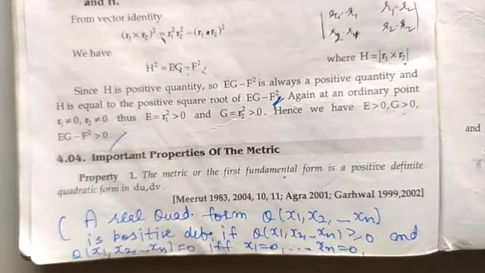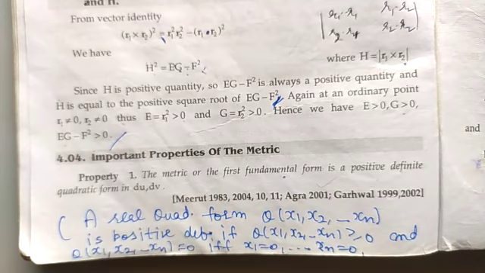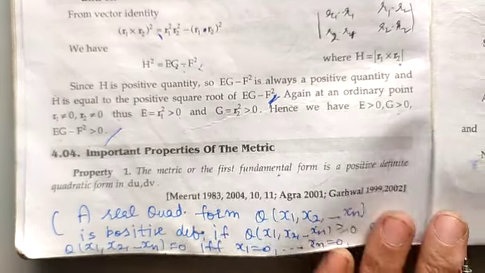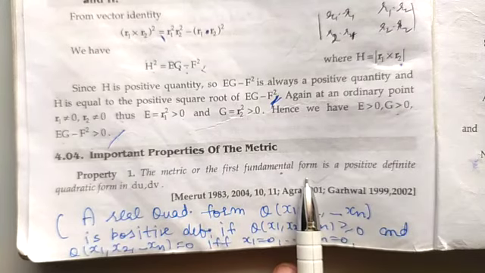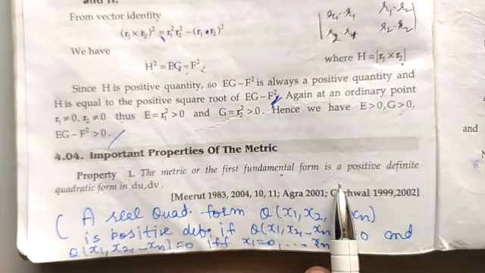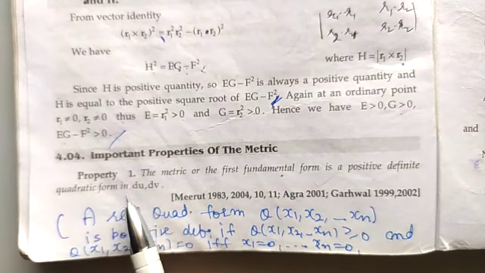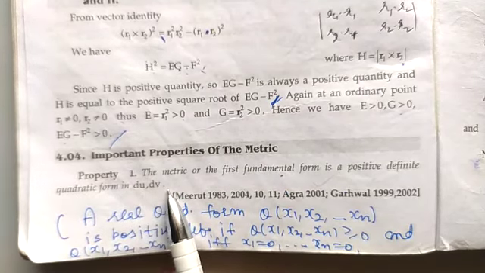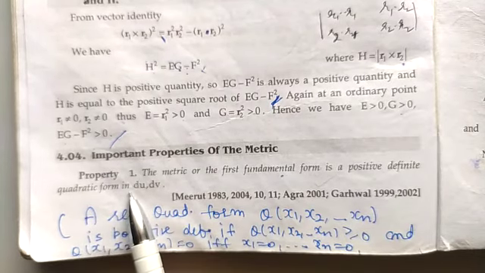Good morning, students. Today we will discuss some important properties of the first fundamental form. So the first property of the first fundamental form is that this form is a positive definite quadratic form in du and dv. In order to discuss this property, firstly let us define what a positive definite quadratic form is.